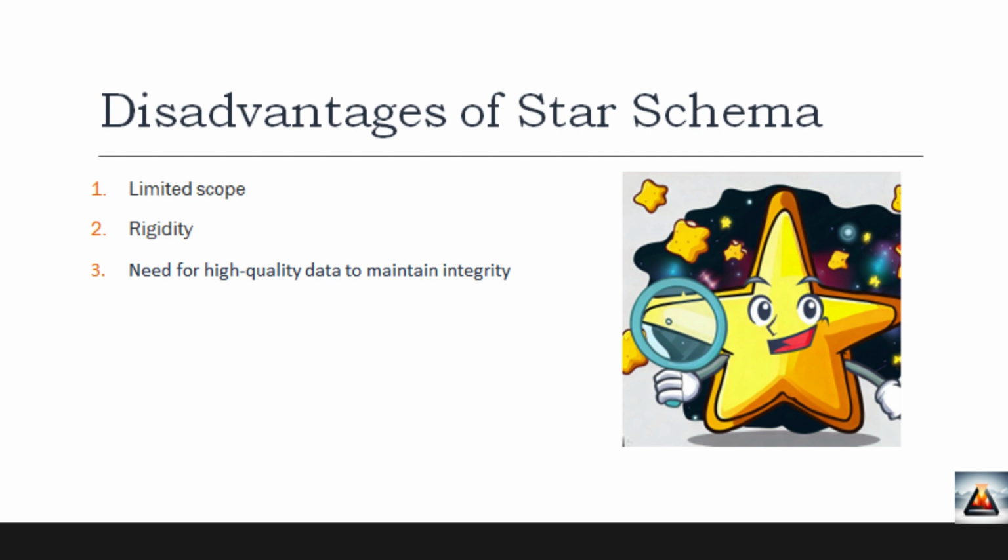Maintaining data integrity in a Star Schema requires high-quality data. Since the schema relies on clear relationships between the central fact table and dimension tables, inaccuracies or inconsistencies in data can affect the reliability of analysis and reporting. High-quality data ensures that the relationships remain accurate, which is crucial for producing meaningful insights from the schema.